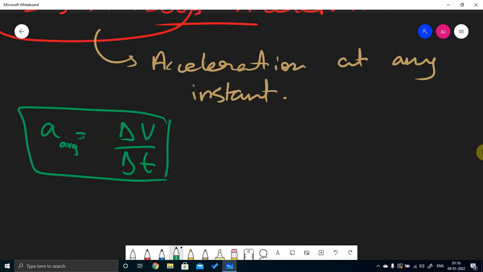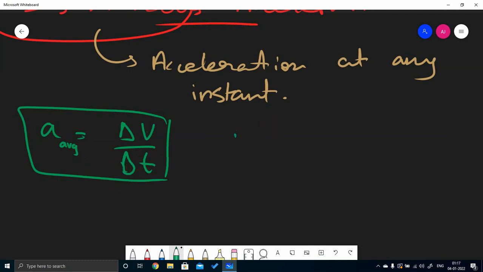Now, what does average acceleration mean? Use the exact same analogy as you used between displacement, velocity and acceleration. Average acceleration is basically the acceleration that would be required to meet the requirements of this delta v in the same time interval if it were a constant value. So that is what your average acceleration is all about.